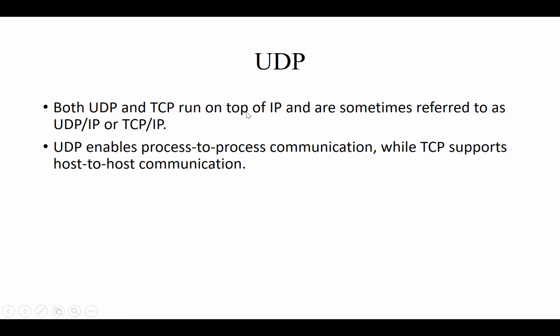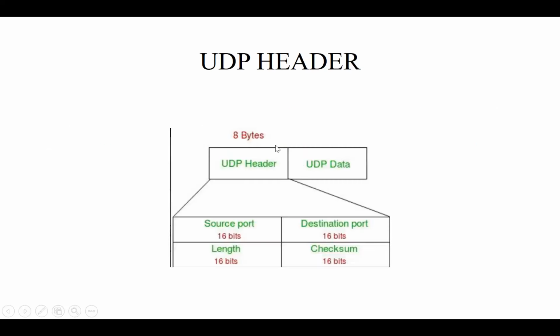UDP and TCP run on top of IP. Here UDP is a connectionless and unreliable protocol. TCP is a connection oriented as well as reliable protocol, which we already discussed. UDP performs process to process communication, while TCP performs host to host communication.